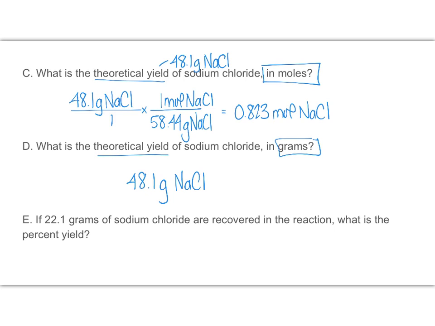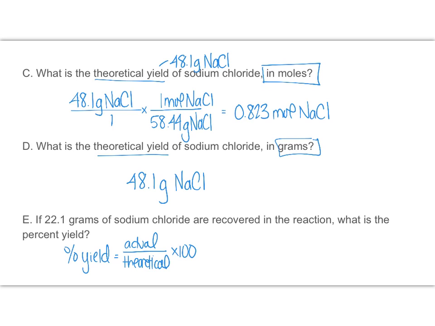Part E says if 22.1 grams of sodium chloride are recovered in the reaction, what is the percent yield? Remember, the equation for percent yield is equal to actual over theoretical times 100. Again, alphabetically, A over T. Actual is the amount I actually made. Theoretical is the amount in theory, using math, I should have been able to make.